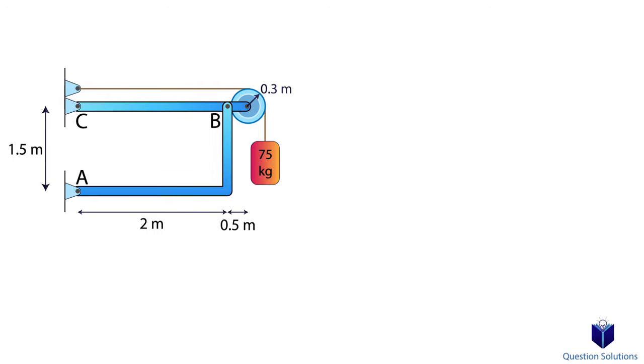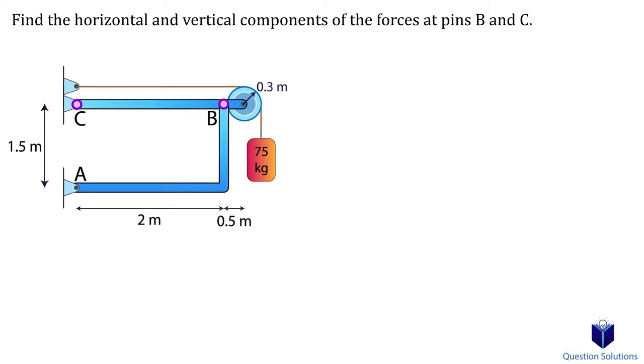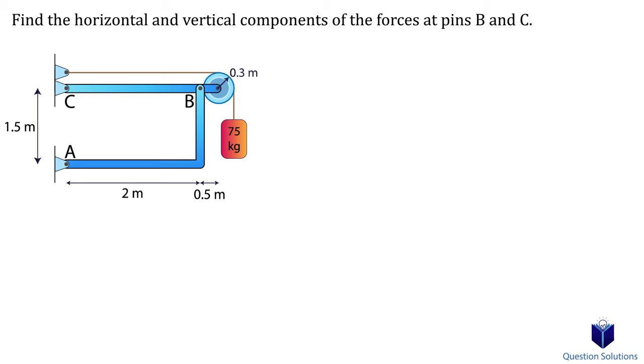Let's take a look at this problem, where we have to find the horizontal and vertical components of the forces at pins B and C. Usually, it's good to figure out the reactions at the supports as a first step. However, what we're looking for are the reactions at pins B and C. Notice that they're both part of member CB, so let's just focus on that member and draw a free body diagram. At pin C, we would have two reactions, one in the x direction and one in the y direction.